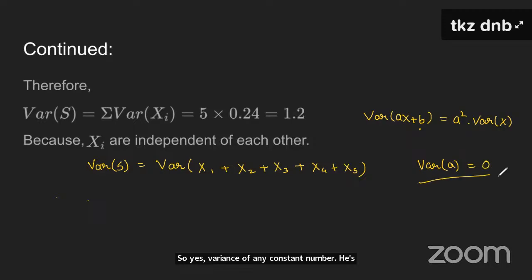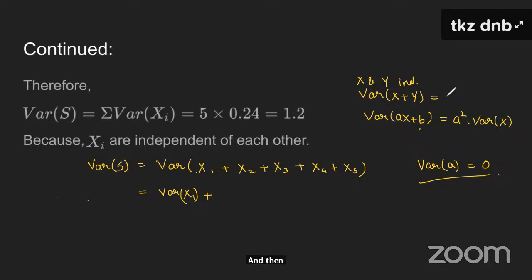Fine. So we were calculating the variance of x1 plus x2 plus x3 plus x4 plus x5. Here the coefficient is 1, so it is nothing but the variance of x1 plus, and here one more equality is there. If x and y are random variables and x and y are independent, then variance of x plus y will be variance of x plus variance of y.